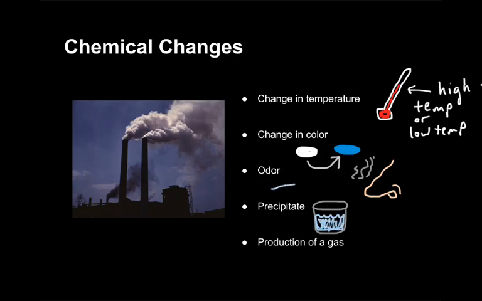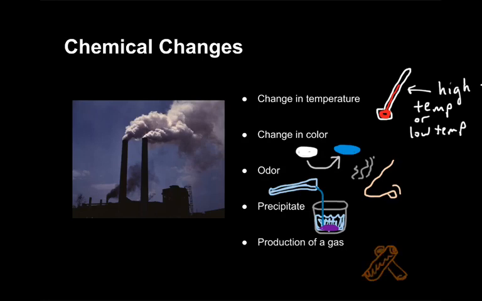Another is a precipitate. So imagine that I had a beaker and I added another chemical to that beaker and a solid formed on the bottom of the beaker. This is called a precipitate. If a solid forms at the bottom of the beaker that wasn't there before, we've got a chemical change. We'll do a lab like this later where we will make some chalk.